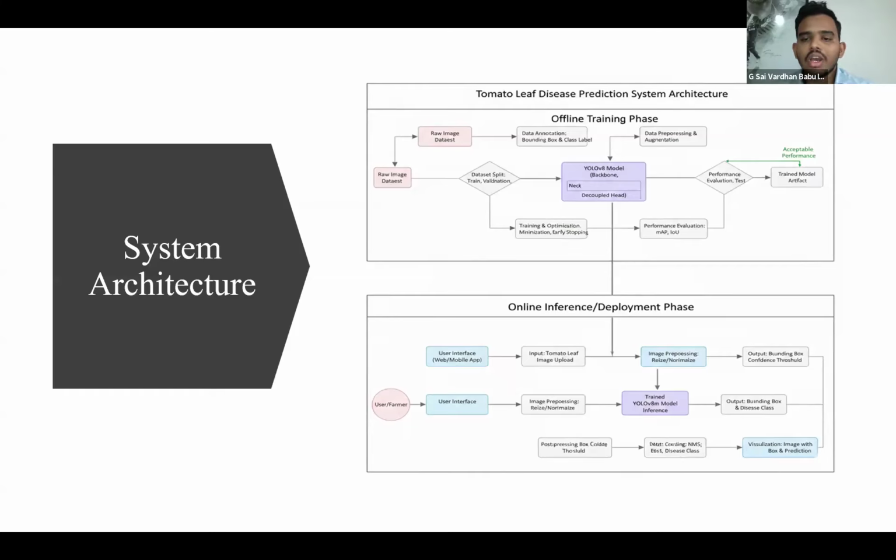So coming to the online deployment phase, we have deployed the backend deep learning YOLO model with a React.js interface to provide a good user interface, which is easily understandable, and a user can upload the leaf image and get the predictions along with the bounding box localization.